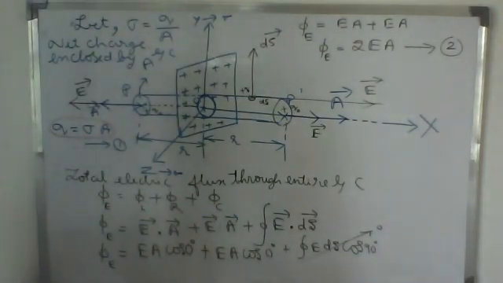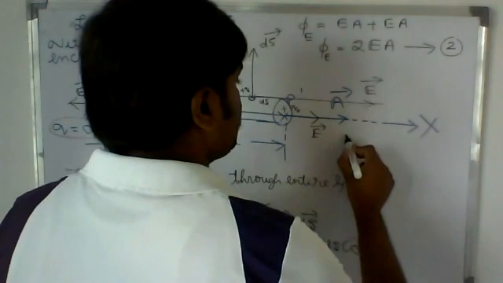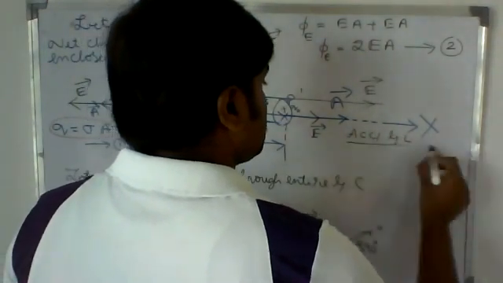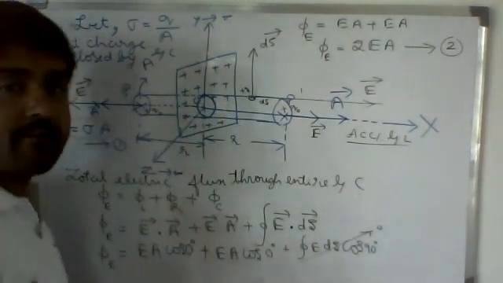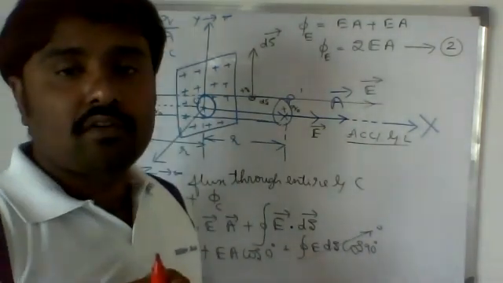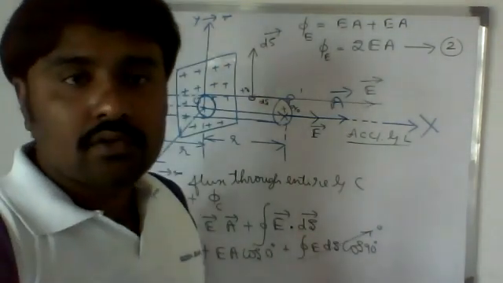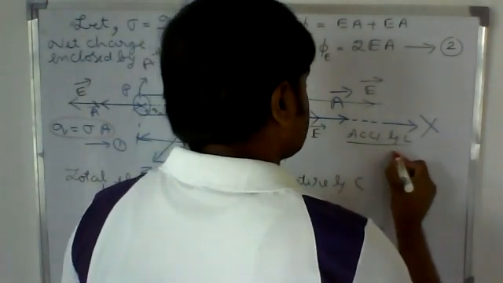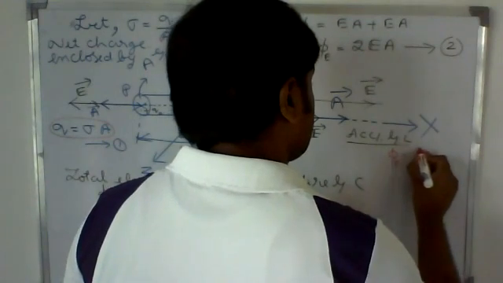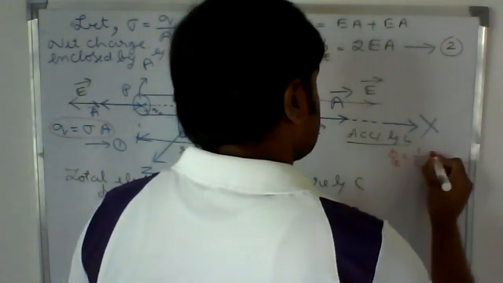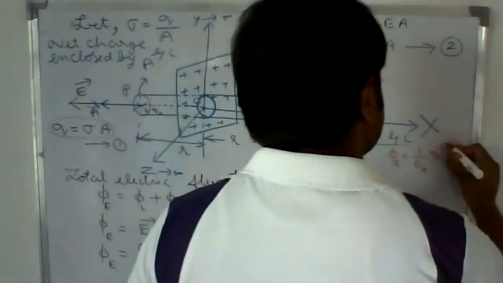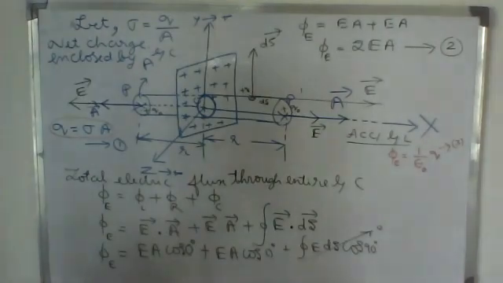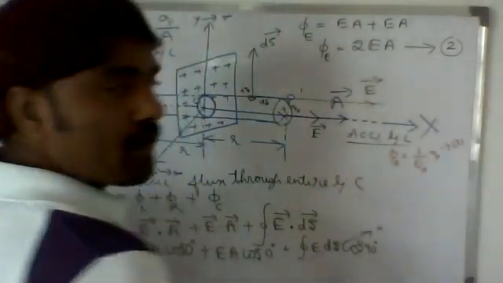Right. After that, let us apply Gauss's law. According to Gauss's law, the total electric flux through any closed surface is equal to 1 over epsilon naught times the net charge enclosed by the closed surface. Now call this equation number 3. Now substitute equations 1 and 2 in equation number 3.